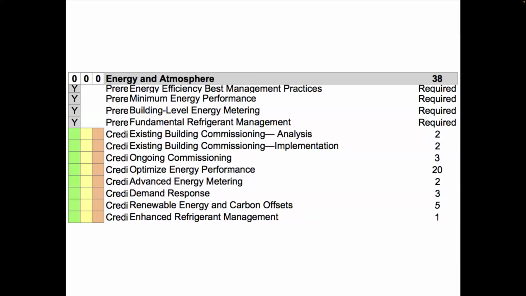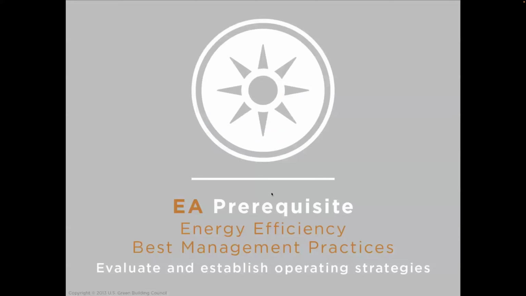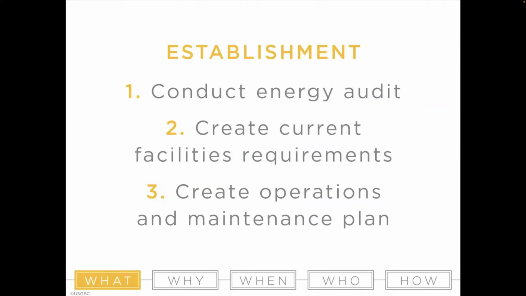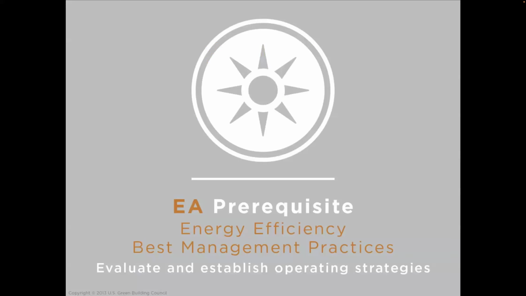And then for the existing credits here, again, the biggest points are for optimizing energy performance. Again, they really want you to be as energy efficient as possible. And then the next one is using renewable energy, and then carbon offsets if you're not able to generate on site. So we'll go through all these. All right, so again, there's a lot of things you have to do for your energy efficiency best management practices.